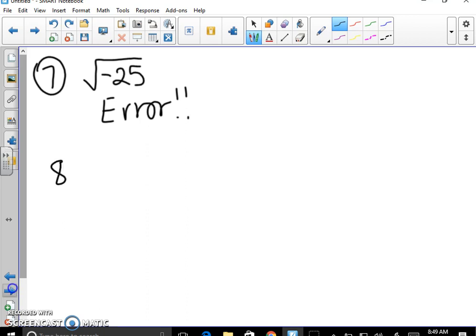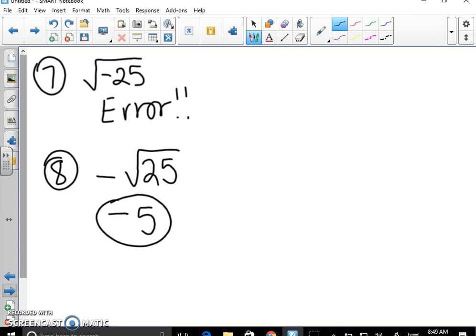However, let's say you saw an example like this. I think we've seen this before. Negative on the outside, negative square root of 25. Well, square root of 25 is 5, so the negative square root of 25 is just negative 5. So be careful. If you have something on the inside like that, it's going to give you an error, but if it's on the outside, it will apply.